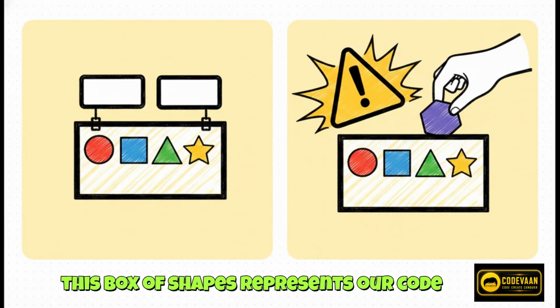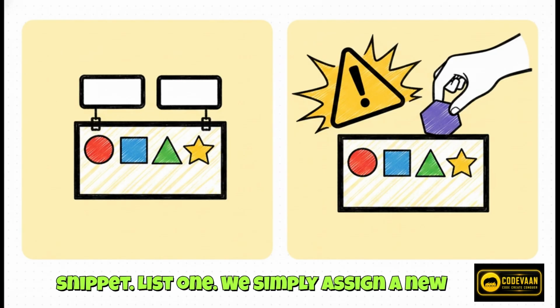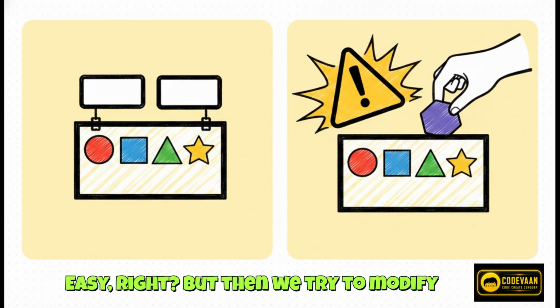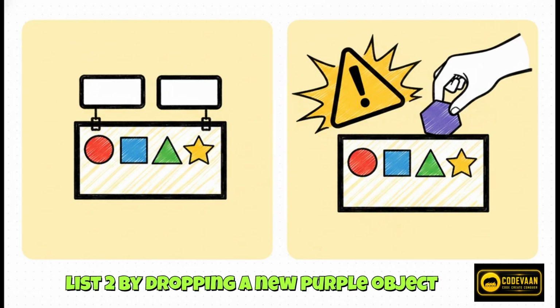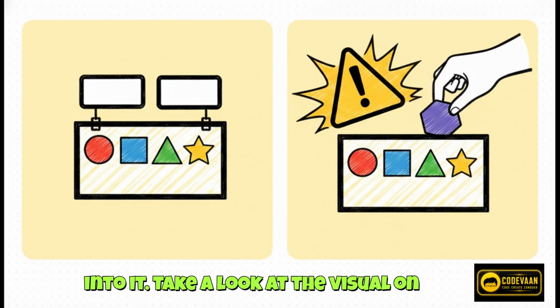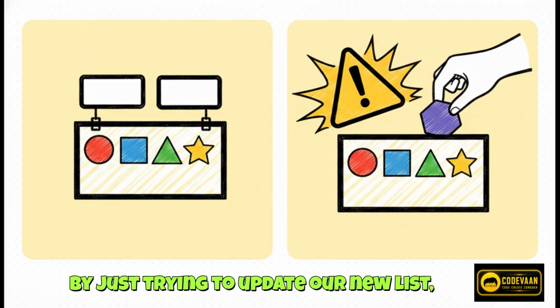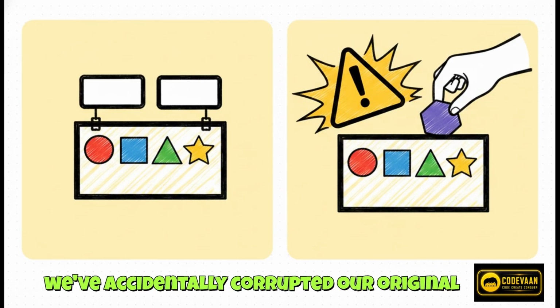Let's imagine this box of shapes represents our code snippet list1. We simply assign a new variable, saying list2 equals list1. Easy, right? But then we try to modify list2 by dropping a new purple object into it. Take a look at the visual on the right. Unexpectedly, list1 has also mutated to include that new object. So by just trying to update our new list, we've accidentally corrupted our original list.